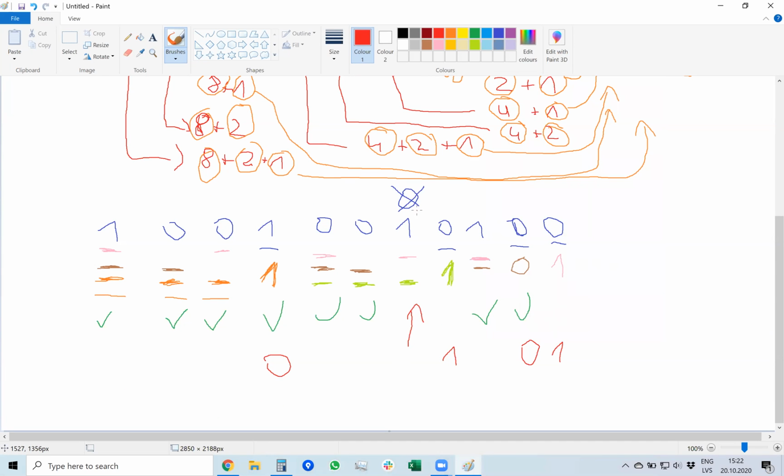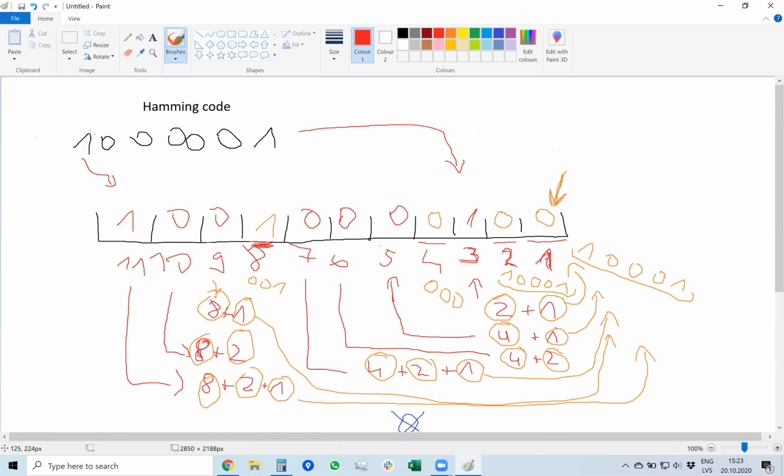Okay, so we change the bit in location number 5 from 1 to 0, and we get 1, 0, 0, 0, 0. Here we change to 0, here we leave 1, and as we can see, the output data 1, 0, 0, 0, 0, 0, 1 is the same as the input data that was sent through a noisy channel, 1, 0, 0, 0, 0, 0, 1. Okay, so yeah, now I remember.